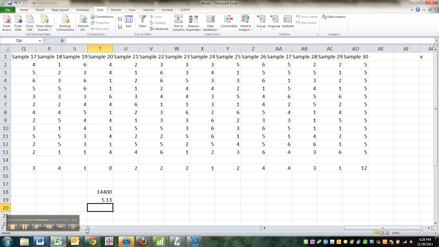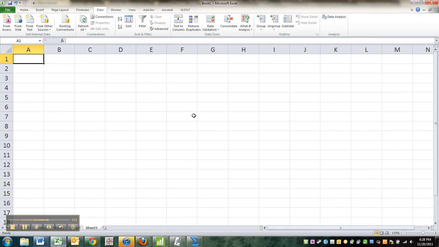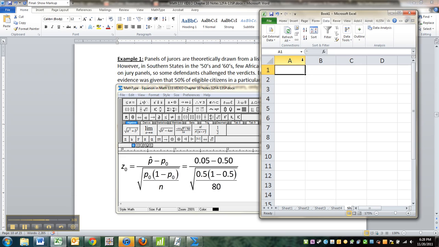Let me get you a blank spreadsheet here. Okay, so let's just write all this out for a second. We have p0, and p hat. I'm going to leave some space there for n, because there's another way to get p hat. There's a method to my madness, I swear. And then we're going to find Z0.